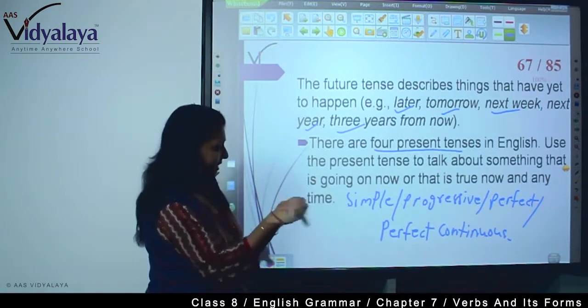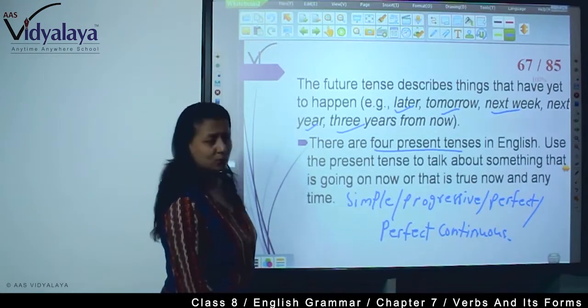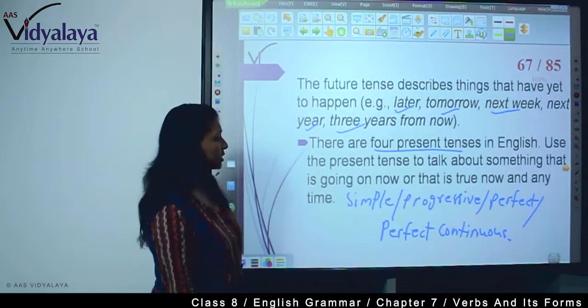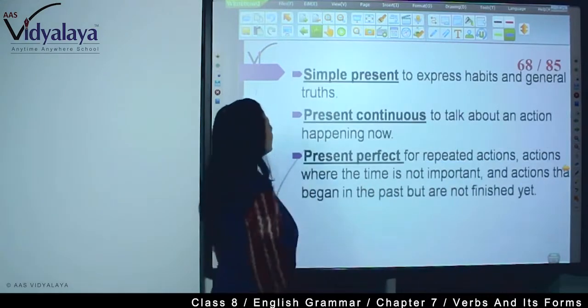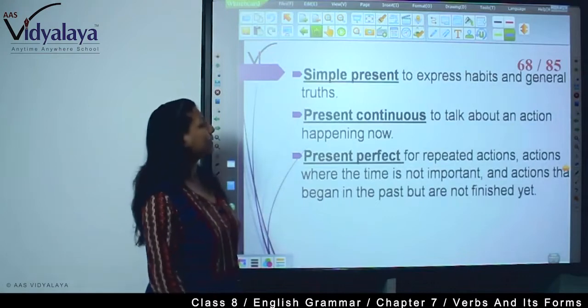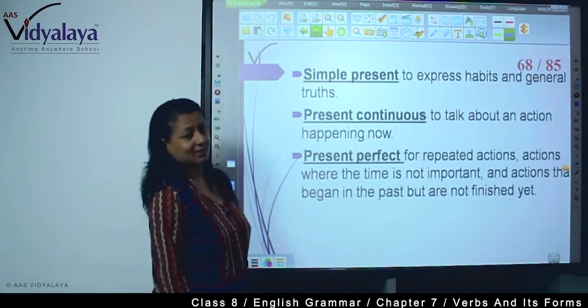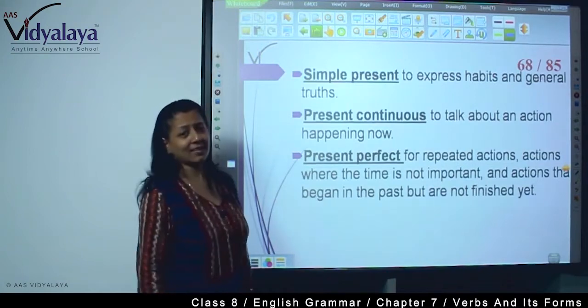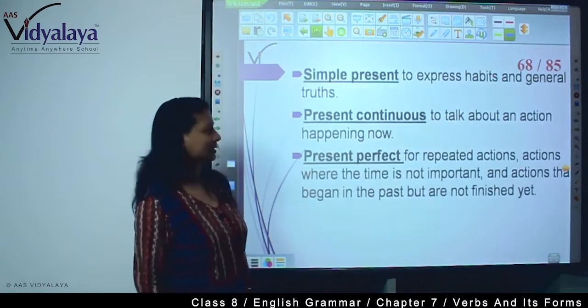Now by using all these 4 present tenses, we can explain what is going on now, what is true now, and at any time what is true now. Simple present to express habits and general truth. I walk every day, right? That is a general habit. The sun rises from the east. So that is also a truth. So we use simple present.